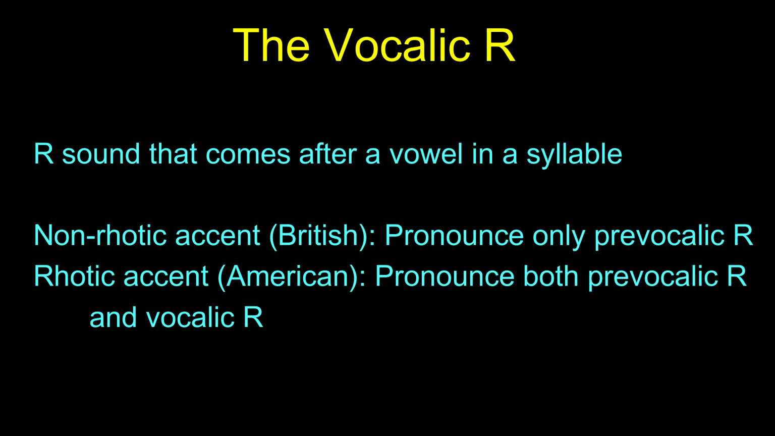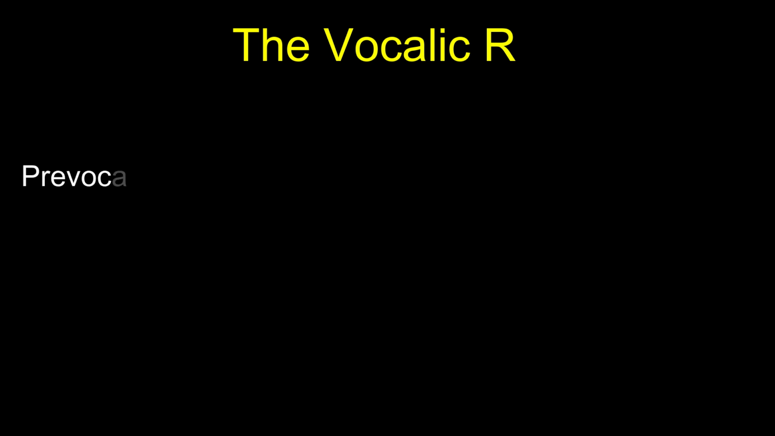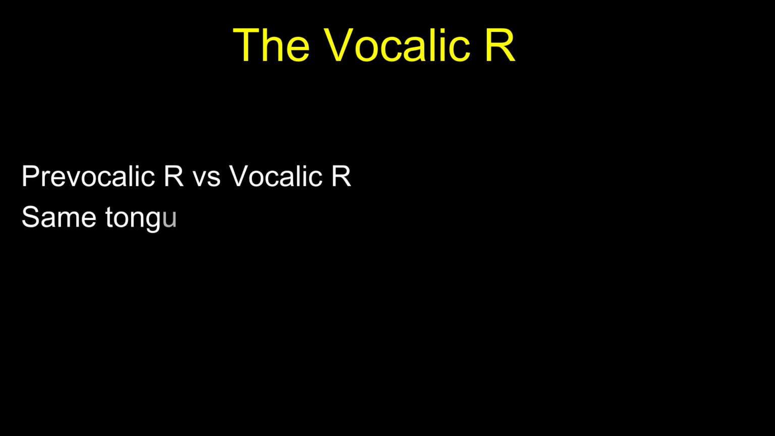Vocalic R. The sound that comes after a vowel in a syllable is called the vocalic R. People who speak with a non-rhotic accent pronounce just the prevocalic R, but people with a rhotic accent, like most Americans, pronounce both prevocalic and vocalic R. The tongue position for prevocalic R and vocalic R is exactly the same. Their difference is in the way the tongue transitions.